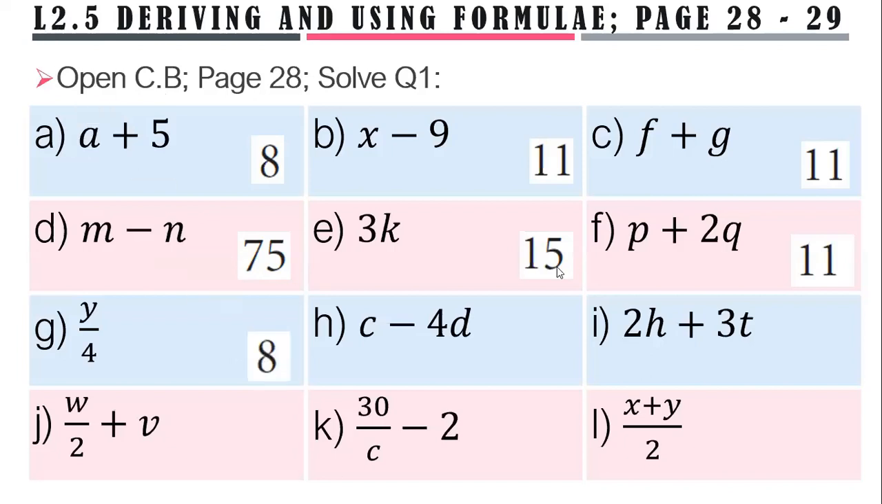Safe. H, C minus 4D when C equals 10 and D equals 2. Okay. Order of operations: 4 times 2, which is 8. Excellent. And C equals 10, so 10 minus 8 equals 2. Excellent job. Thank you very much. Next one. And mute yourself, Safe.